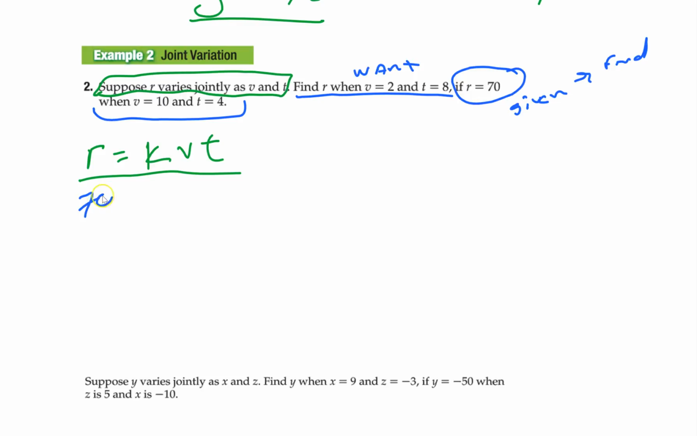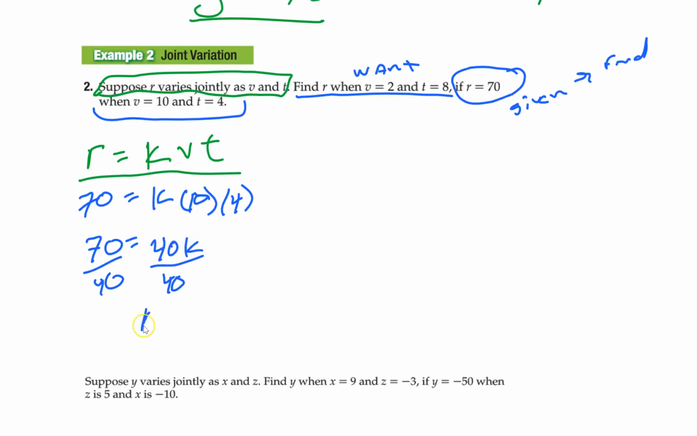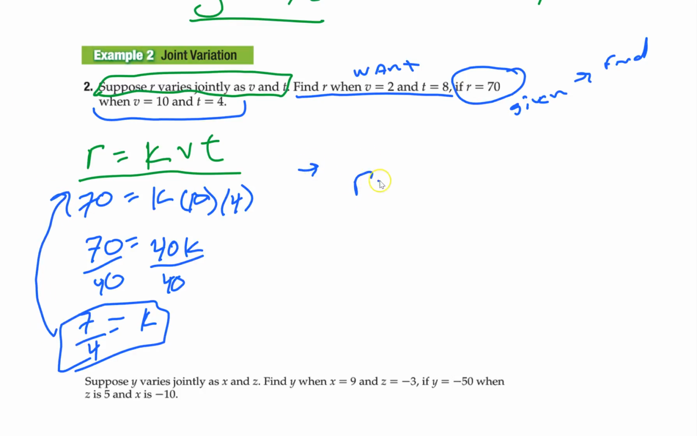So 70, k is this k. I'm looking for that. V is 10, and t is 4. So simplify it. 70 equals 10 times 4 is 40k. Divided by 40. K equals 7/4. So that's my k. Right, as always, once you find your k, plug it back in. R equals 7/4 vt. Right, so that's my formula.